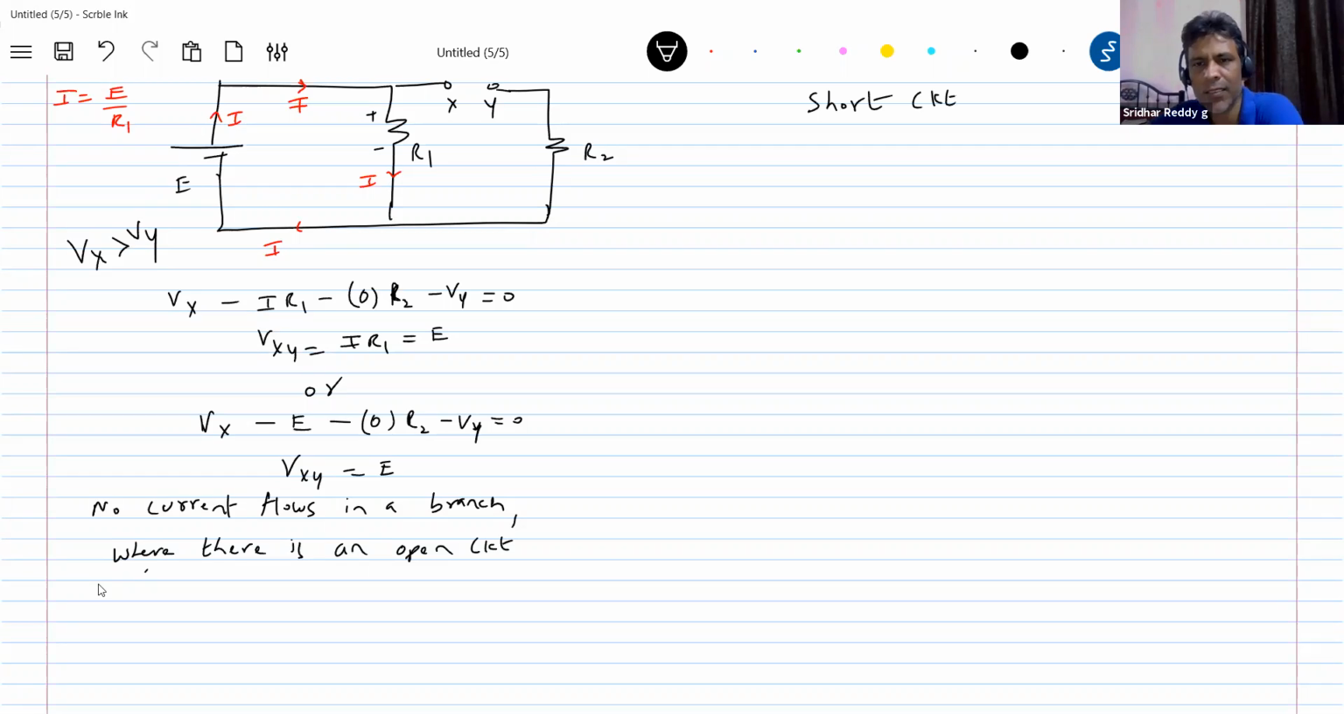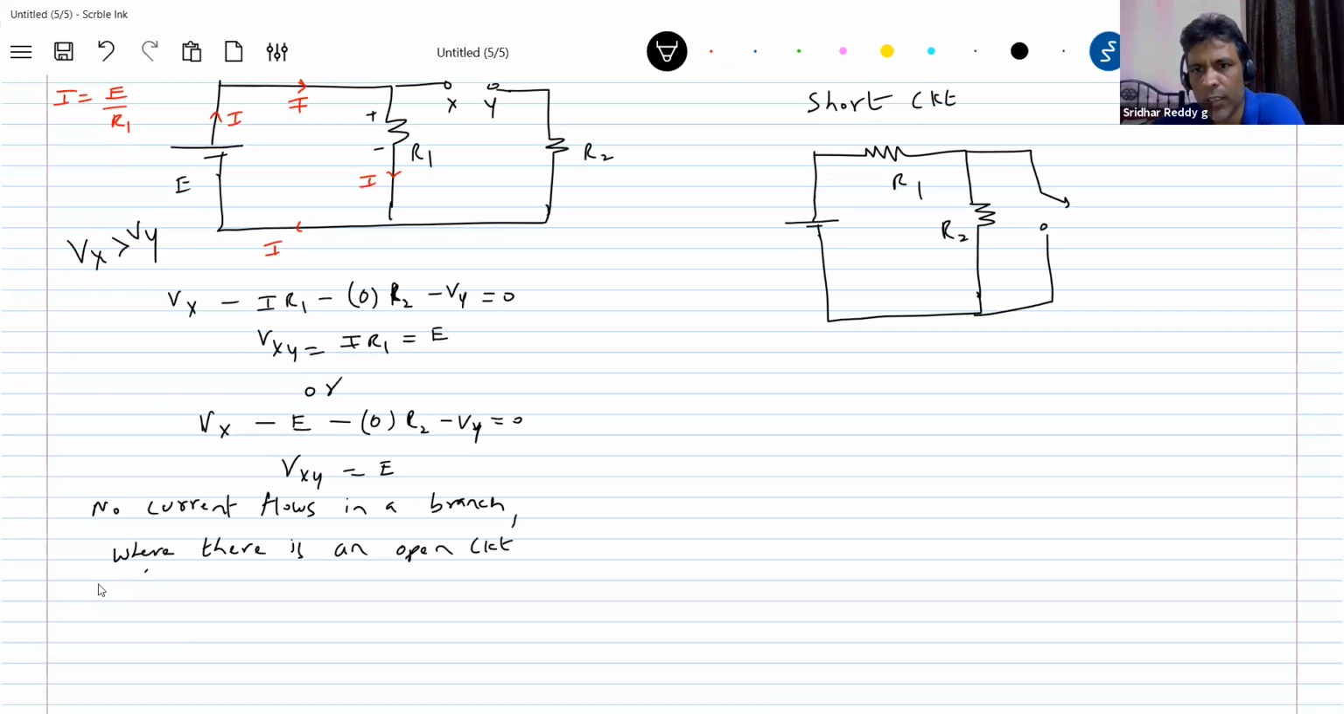Circuit, I write symbol CKT. Let me introduce a short circuit. This is a switch. It's a wire. Initially, will there be any current? The current will flow like this. This is a path for the current, plus minus, plus minus. So I is equal to E by R1 plus R2.